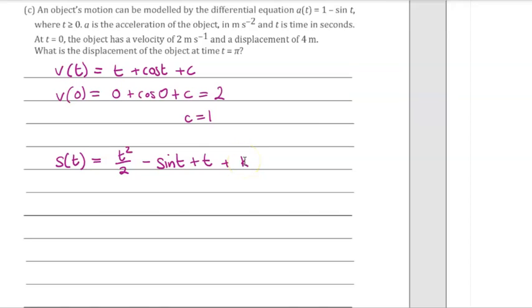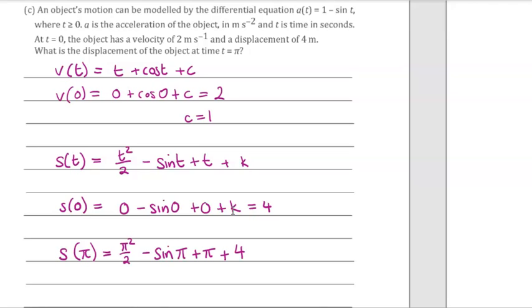Again, I'm not going to call it c this time just because it's not that c there. I'm going to call it k. And now we need to work out the value of this constant. Again, we use this information up here. So when t is 0, the displacement is 4. So if we substitute in a 0 and set it equal to 4, then we can work out k. So from this line here, all of these are zeros, so k is equal to 4.